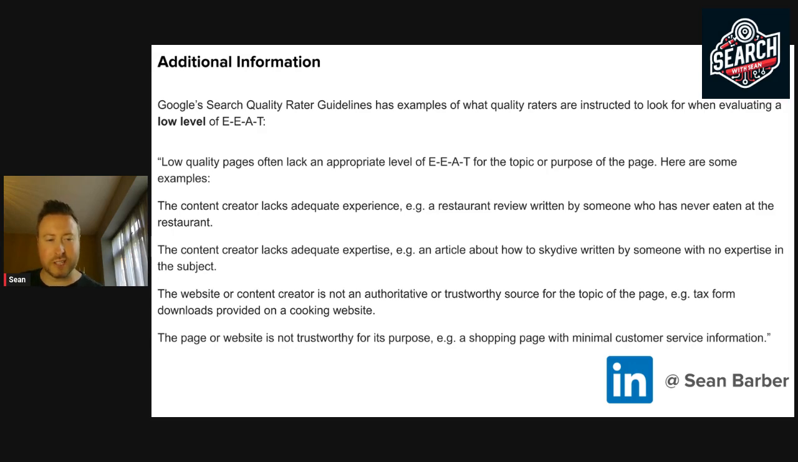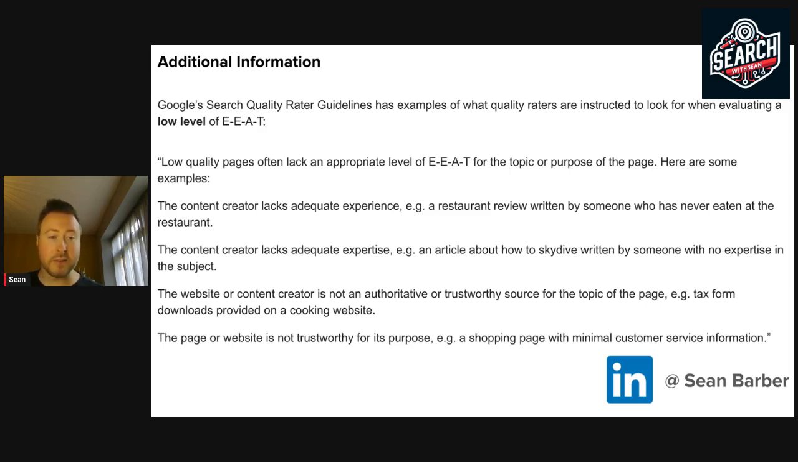going straying into topics they just didn't usually write about, and they didn't really have the expertise, or at least Google didn't think they had the expertise in. They didn't showcase it properly enough. The page or website is not trustworthy for its purpose, e.g. a shopping page with minimal customer service information. So, they don't want to point to like e-commerce pages if they feel like they haven't got the right, for example, the right returns information, or like they said, actual customer service, because that's not a great user experience at all. And they know that.